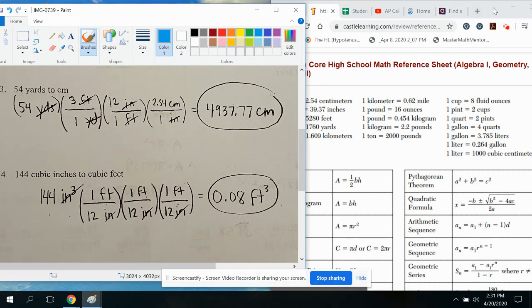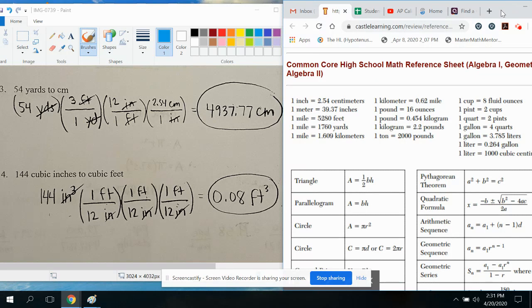And if I look at my reference sheet here, what else do they give me? Oh, here. 1 inch is 2.54 centimeters. So I can use that conversion factor as well. So 2.54 centimeters per 1 inch, goodbye to inches. This one, just go across, multiply those together, and you get 4,937.77 centimeters.